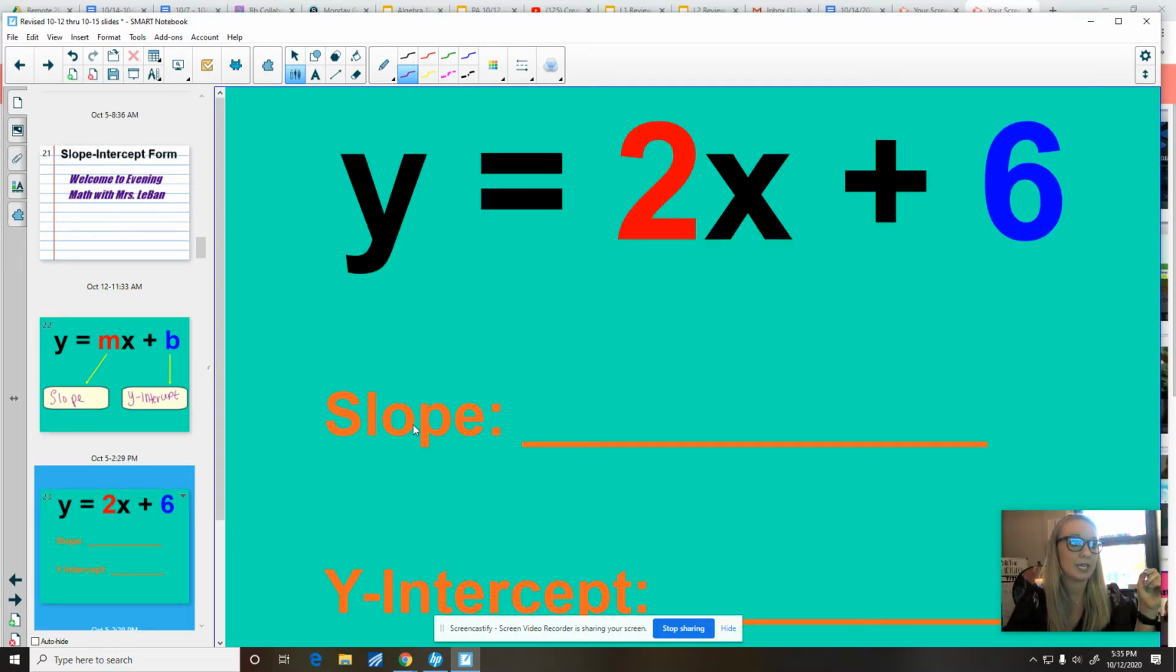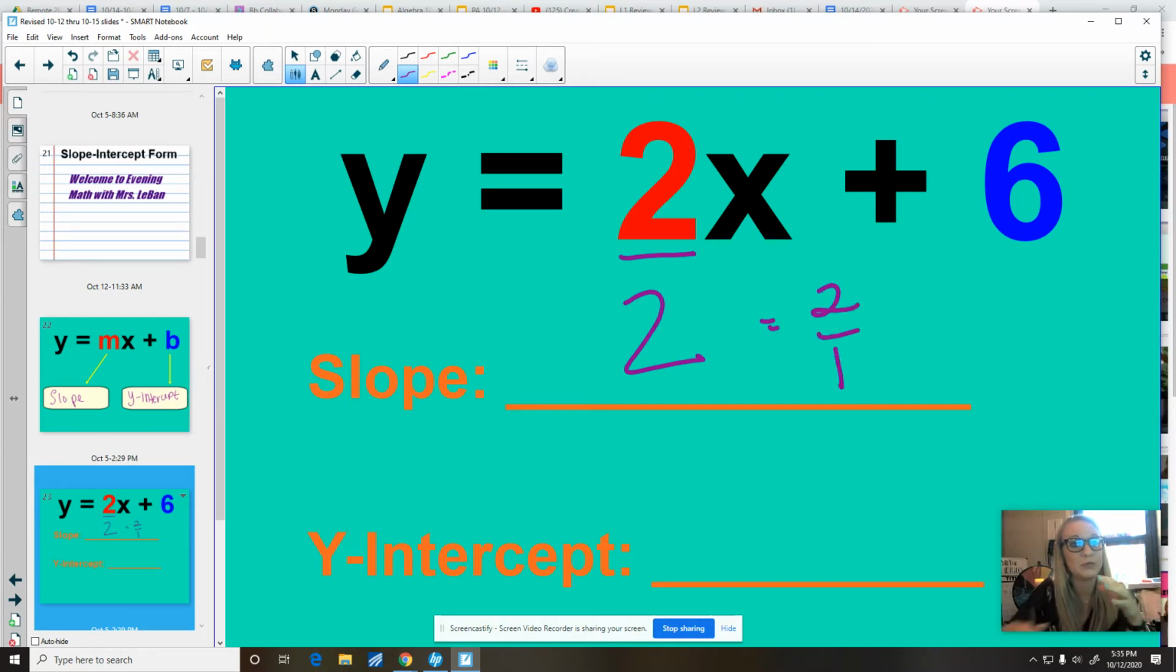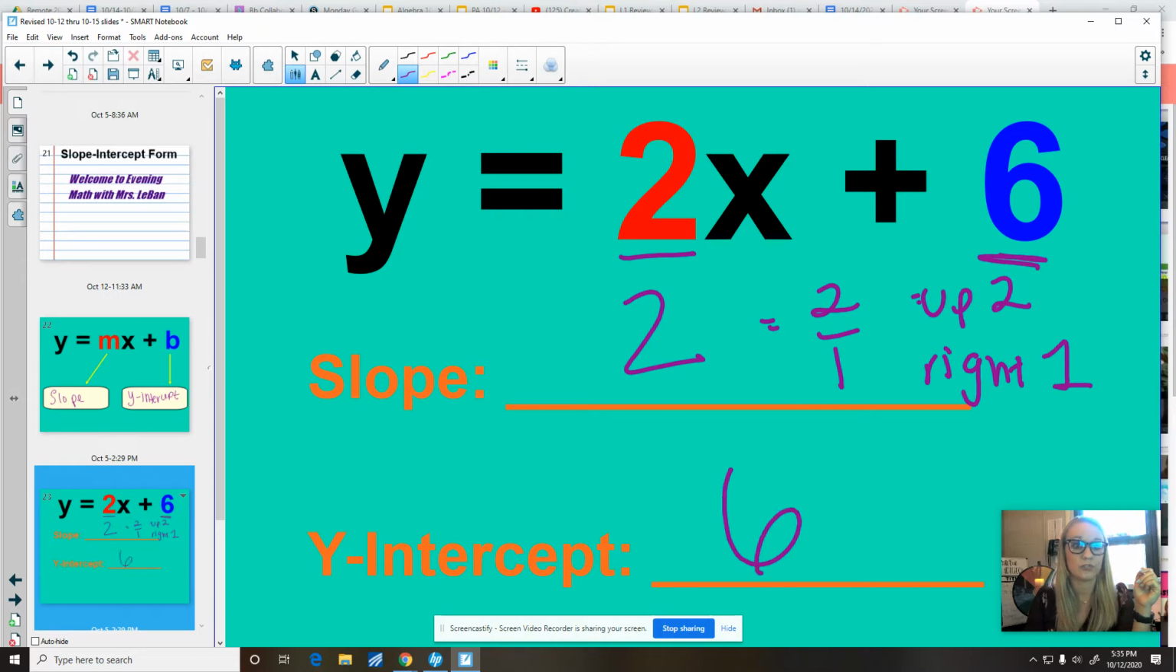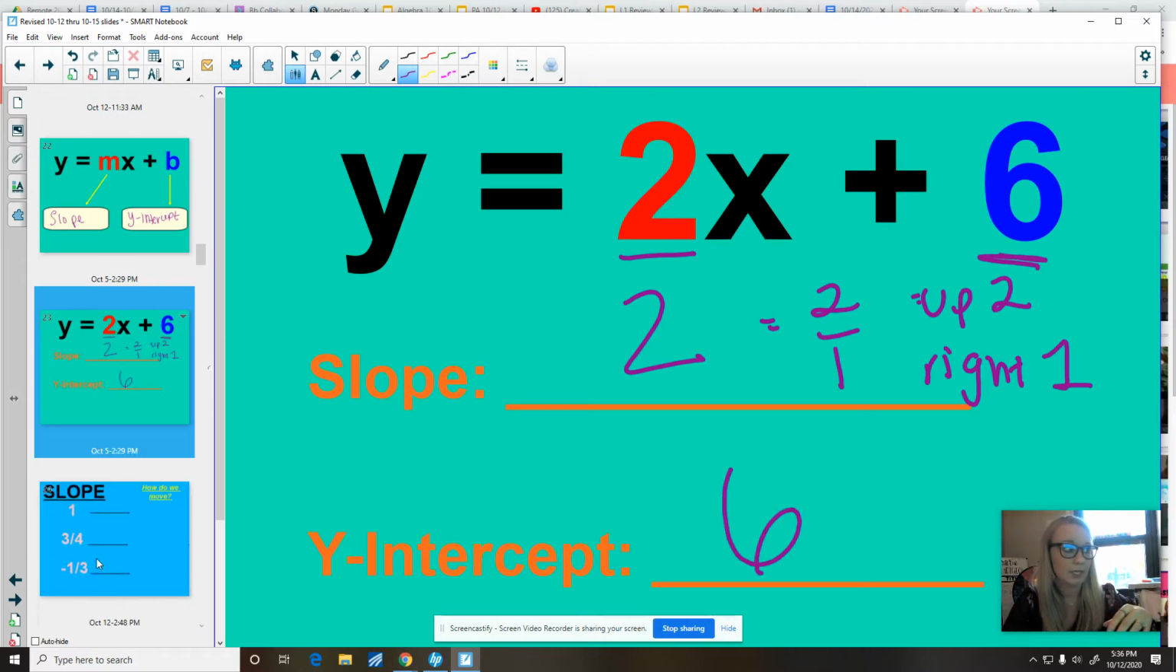So if I was looking at this equation here, I know that my slope would be 2, so that would be written like this. It's also sometimes helpful to write it as a fraction because we actually move in the direction of the fraction. For example, if we were assigning this slope of 2 to a line, that means we would go up 2 and we would go right 1. Okay, our y-intercept here is 6. So that's the first thing that we're going to graph on our coordinate plane. Let's go ahead and take a look at an example.